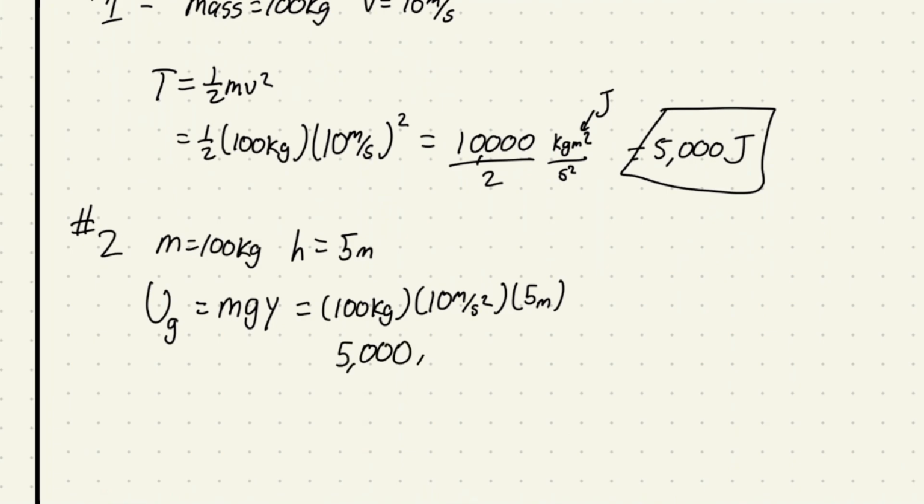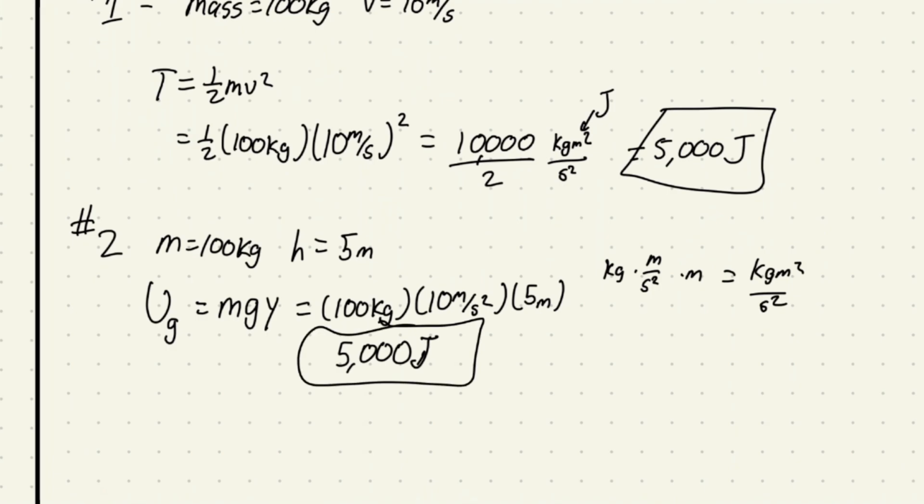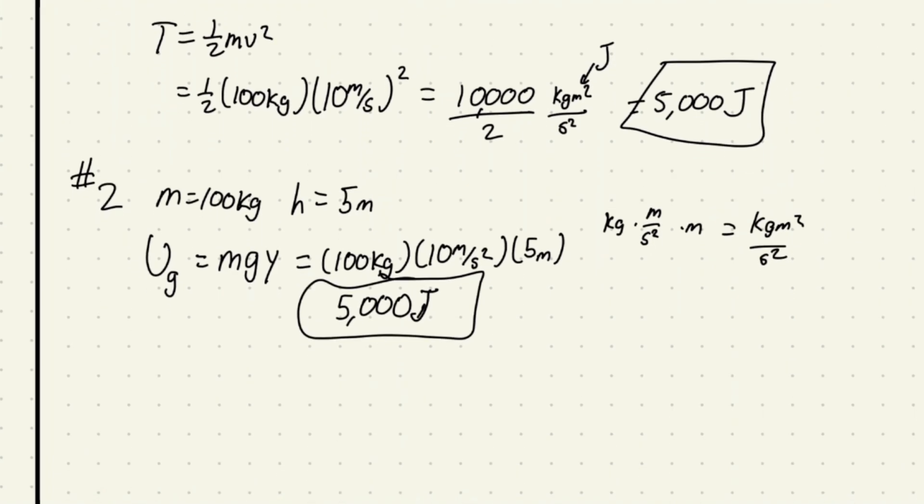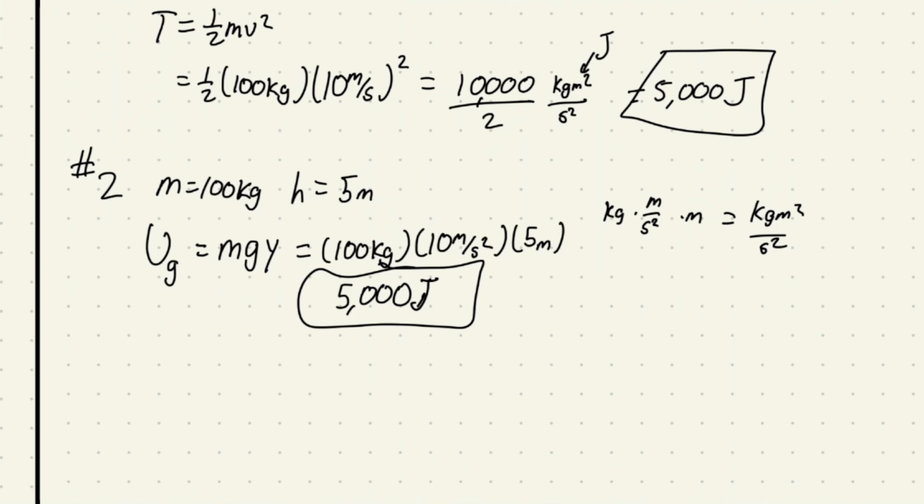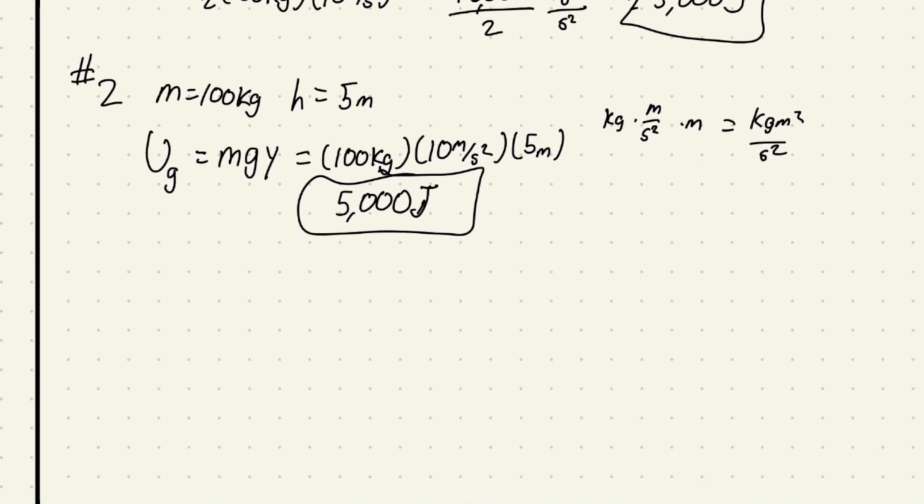5,000 joules. We can double check our units. That's a kilogram times a meter per second squared times another meter, which is a kilogram meter squared over second squared. And yes, that is a joule. So 5 meters up above the ground, a mass of 100 kilograms gives us 5,000 joules.